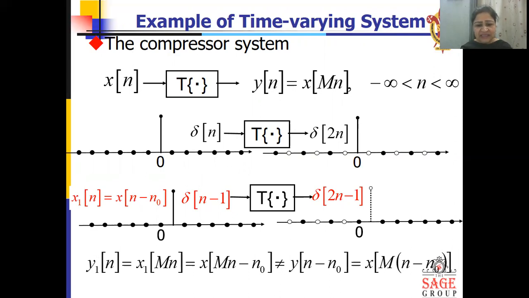That means in this case, the output which is obtained for the delayed input is not equal to the delayed output. So the system is a time variant system. It is not a time invariant system, because here the characteristics of the system are varying with time.